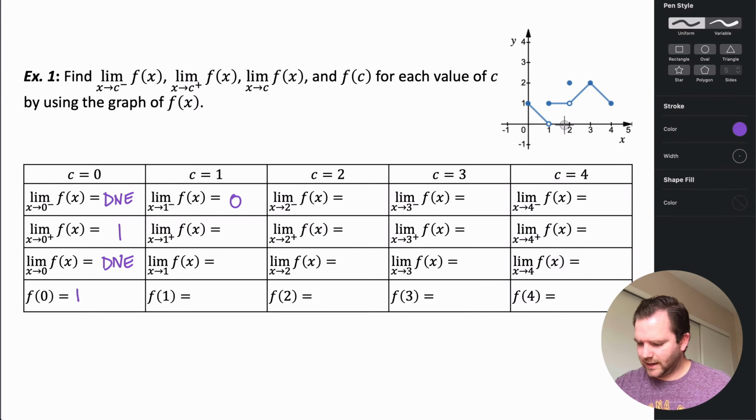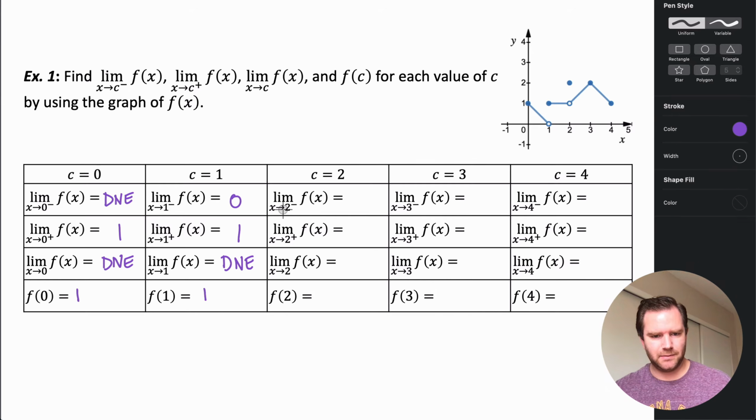From the right side, when I'm approaching 1 from the right side, my graph is up here, and it's staying constant, and it's getting closer and closer to 1. Now, do these two match? Is the left-hand limit equal to the right-hand limit? If not, then the limit does not exist. What is the value of my function at 1? So f of 1, it's closed up here at 1.